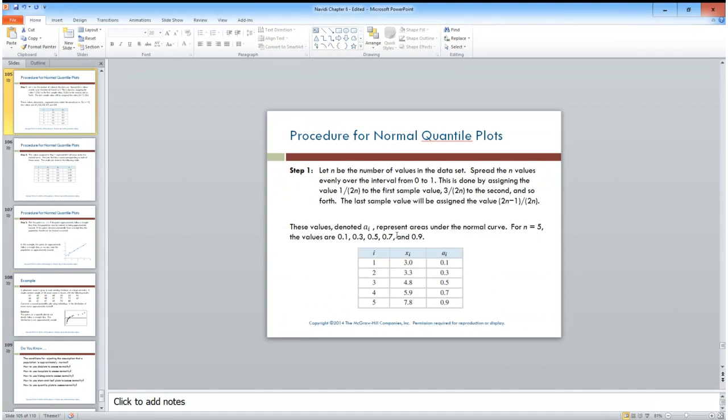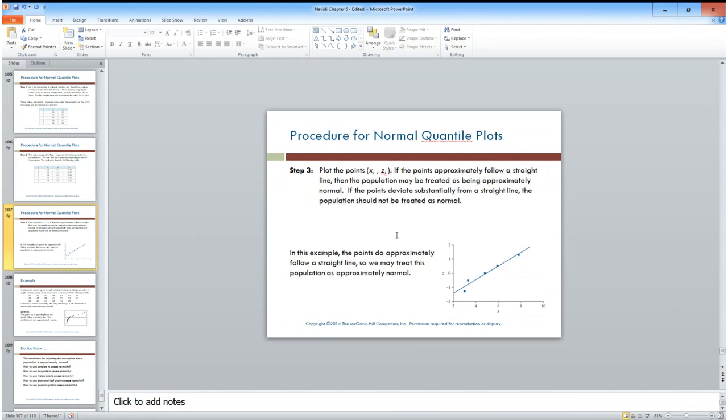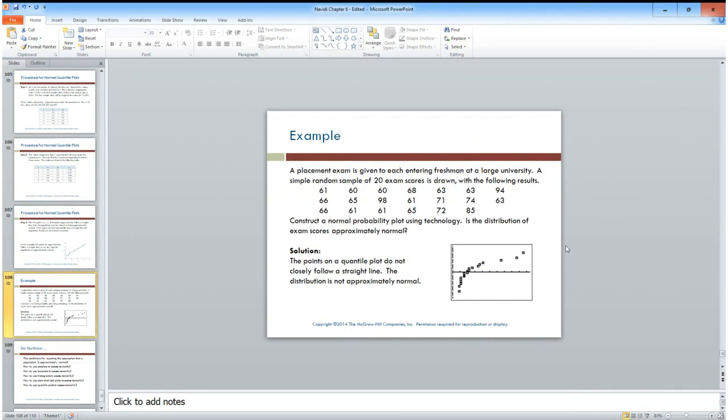What you essentially do is you take each of the values and you equally space them throughout, and then you calculate the z-score for them. And if it makes a straight line, more or less, and it's not going to be any perfect straight line, then we can say it's normal. And that one is more or less normal. And they even do one with the calculator, which it does do. And this one, not normal.